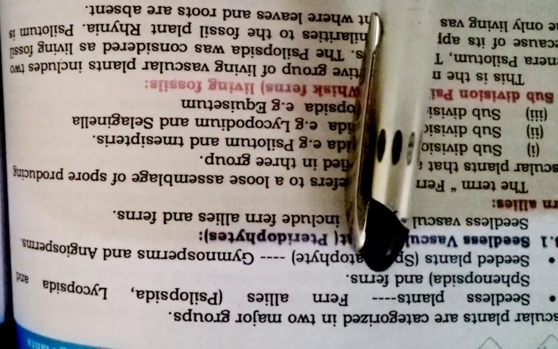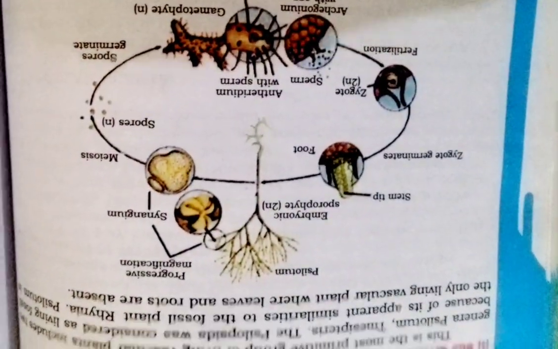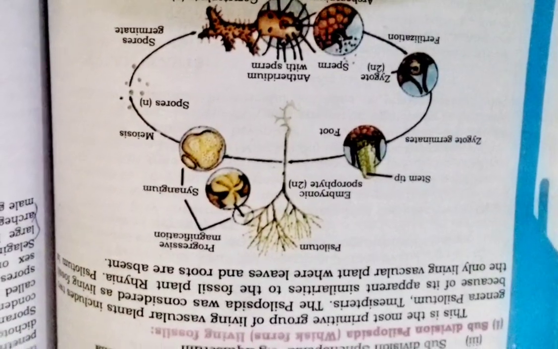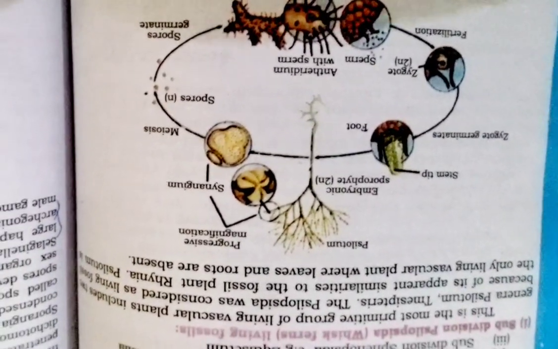Now here we have another paragraph. Vascular plants are classified in two major groups: seedless plants and seeded plants. Psilopsida, Lycopsida, Sphenopsida and ferns are seedless plants, and spermatophytes, gymnosperms and angiosperms are seeded plants. First of all, we are going to discuss seedless plants.